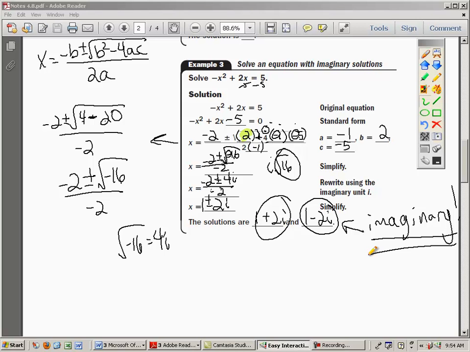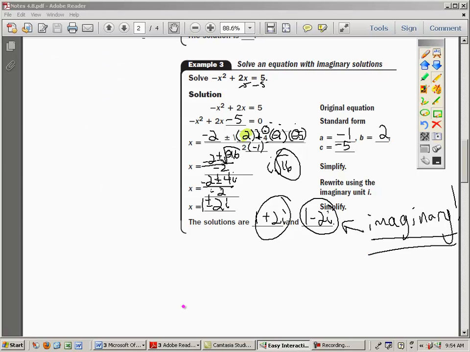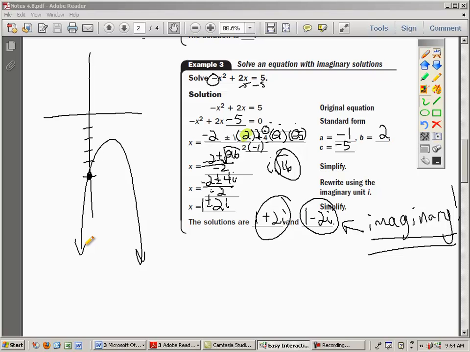Because they're imaginary, that means we can't see them. Let's think about the graph of this thing. Real quick, the graph of this parabola has a leading coefficient of negative 1, and it has a y-intercept of negative 5. This parabola opens down. I don't know where the axis of symmetry is. In fact, I don't know much about this graph, but it might look something like this. If you plug that into your graphing calculator, you might get something like that, but you're going to get something that has a y-intercept of negative 5.